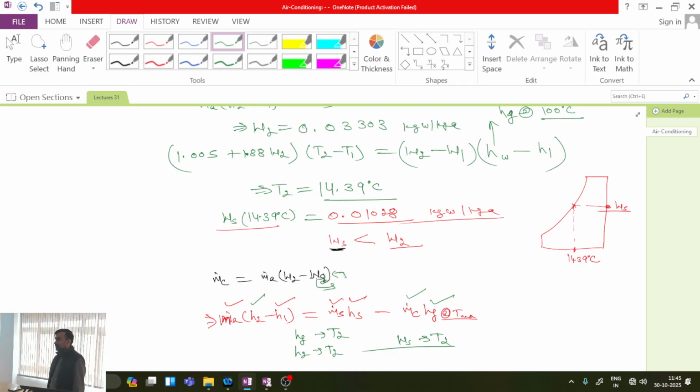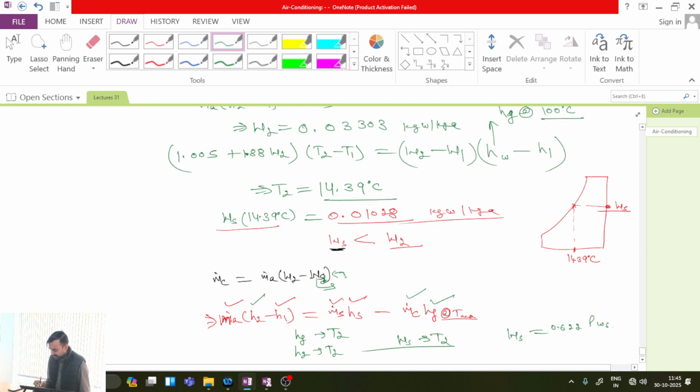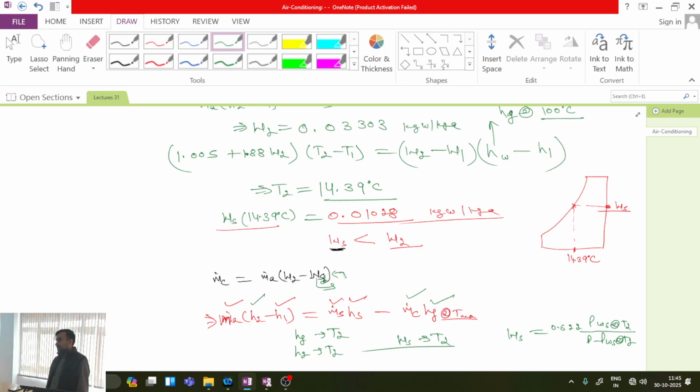Even I need not use the psychrometric chart, I can directly calculate from the formula also. What will be Ws? 0.622 into PWS at T2 divided by P minus PWS at T2. Why have I not taken phi? Because phi is 100%, the saturated state. Okay? Correct? So, what should I assume as the value of T2?